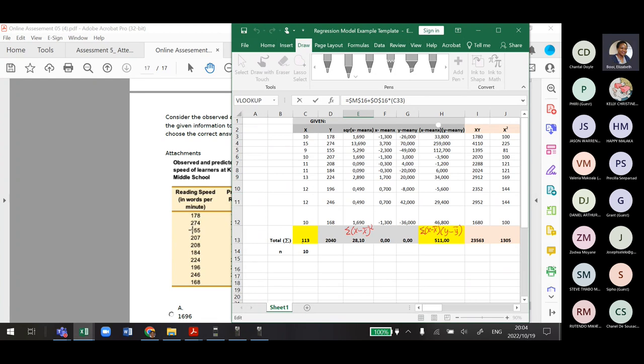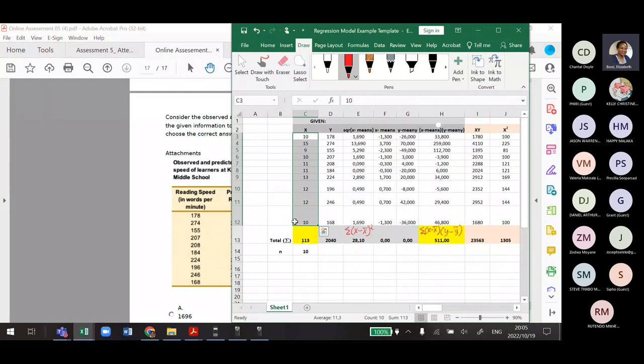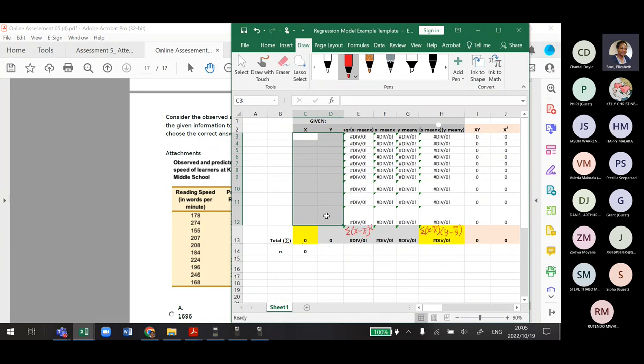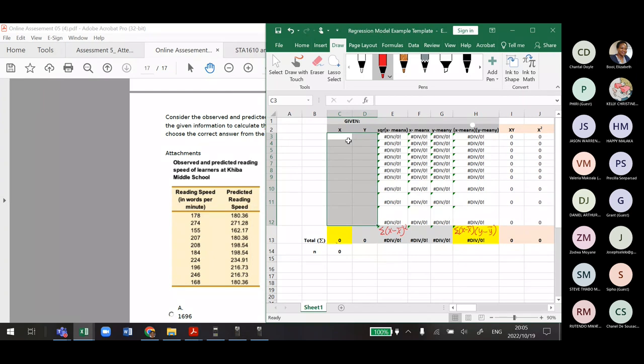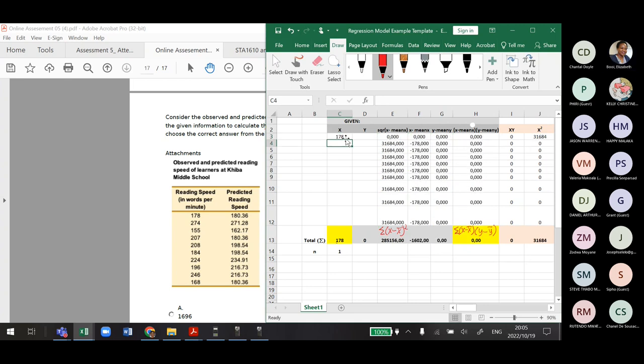So 1, 2, 3, 4, 5, 6, 7, 8, 9, 10. I have 10 values, and I have 10 values. So I can still use the template as it is. It's just replacing the values. So it's going to take long. I hope you are also doing it on your side from your templates. I'm just going to do the one line first, 274.